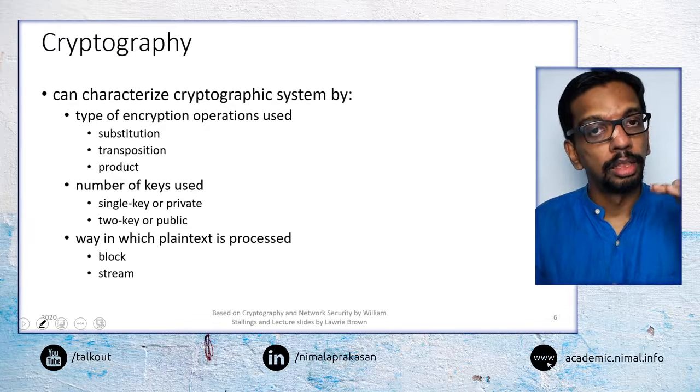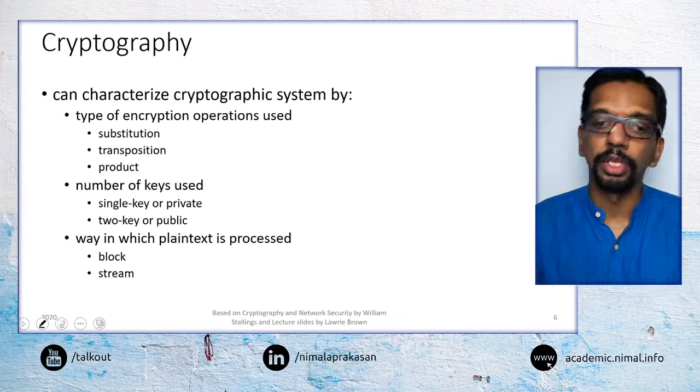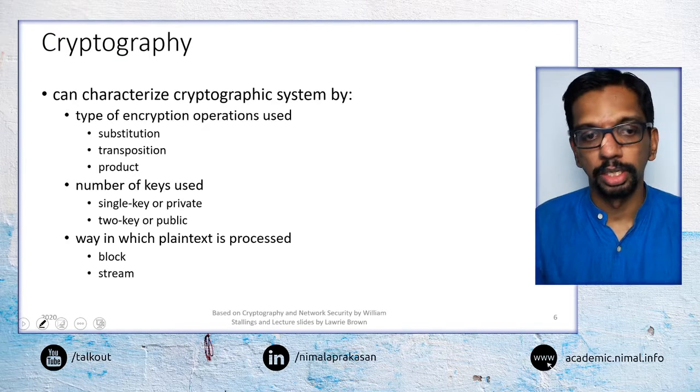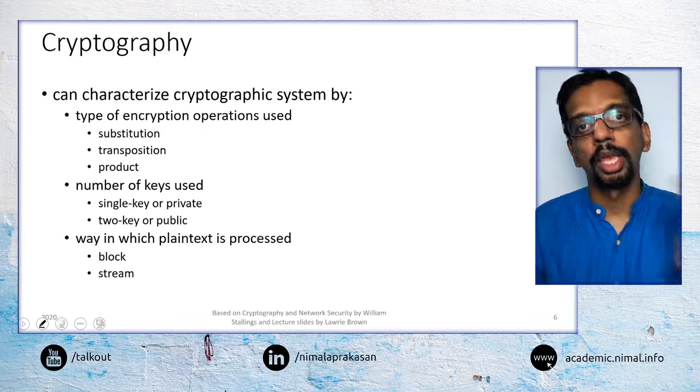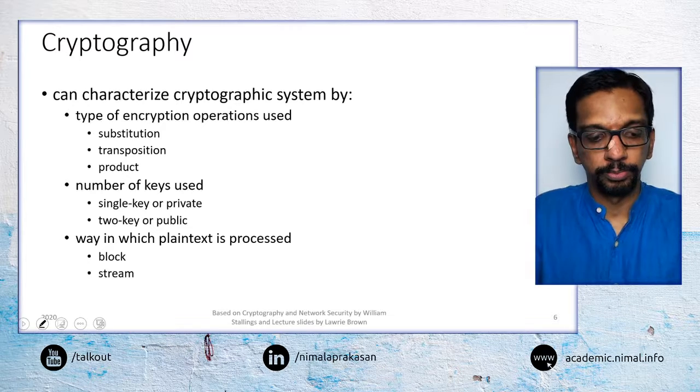So those are three main things that would characterize the nature of the encryption system, or the cryptographic system, that we would be using. Some of these things we will discuss today, and some of them we will revisit in the upcoming weeks.